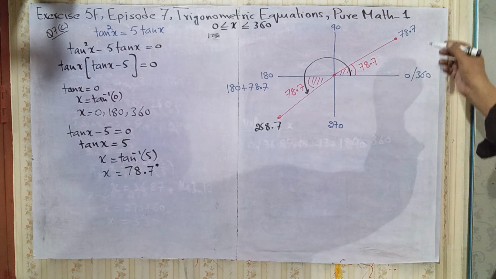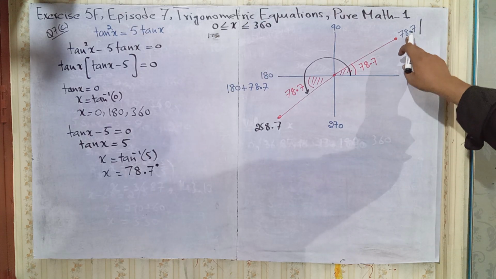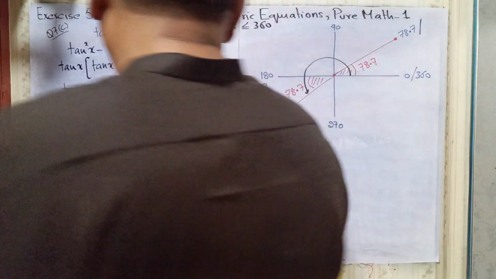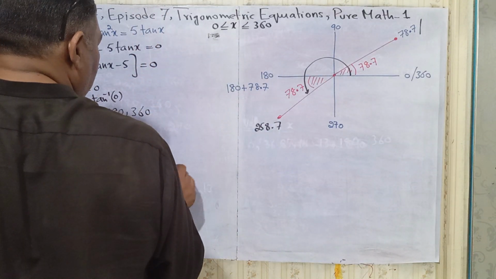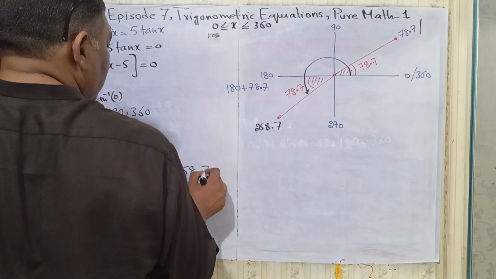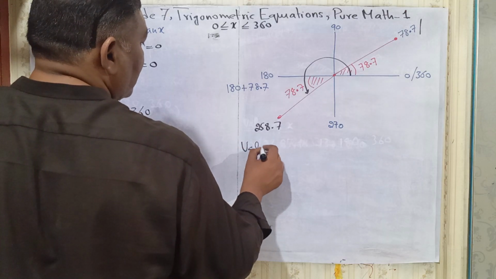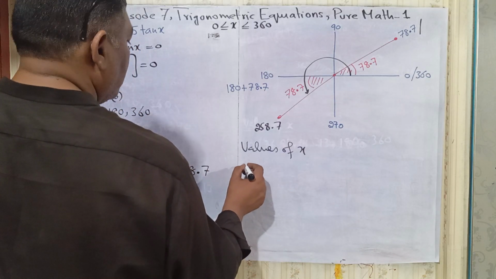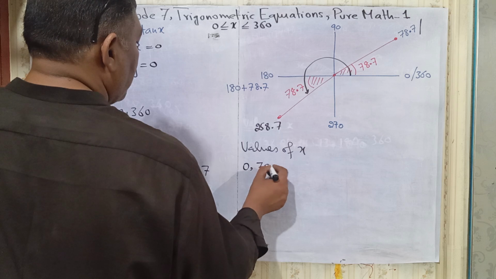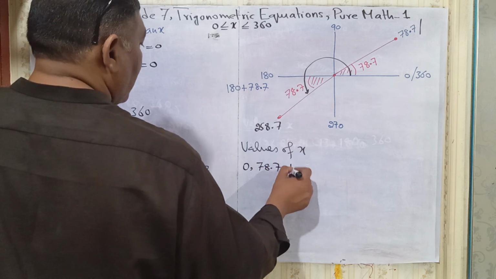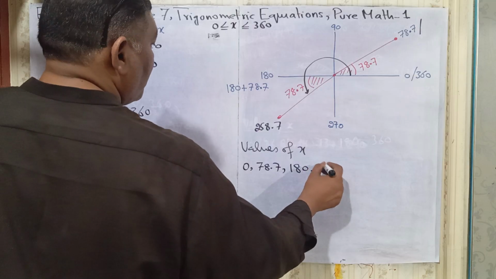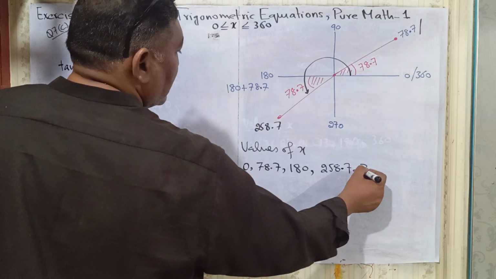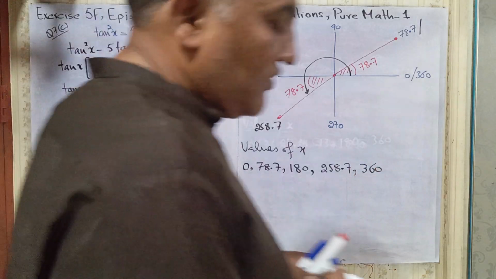You can add 360 to it, but that will go out of this range because this is directly x. So the x value is this, and the x value is 258.7. Now the values of x which we have got are 0, 78.7, then 180, then 258.7, and then we have 360. These are the values of x which we got.